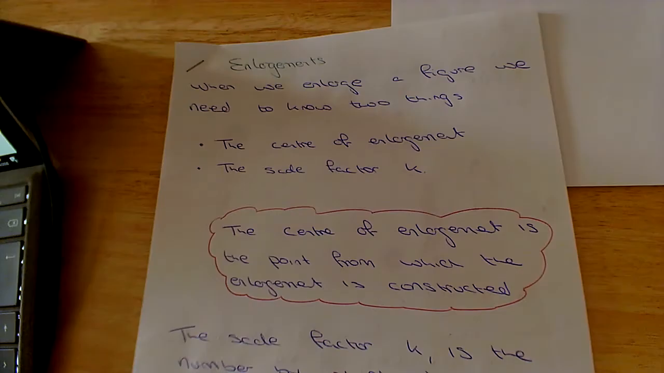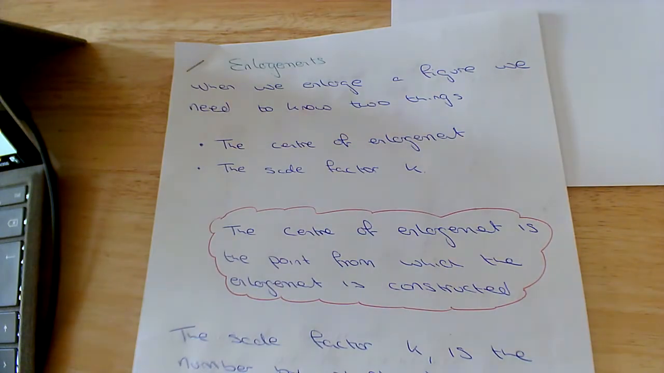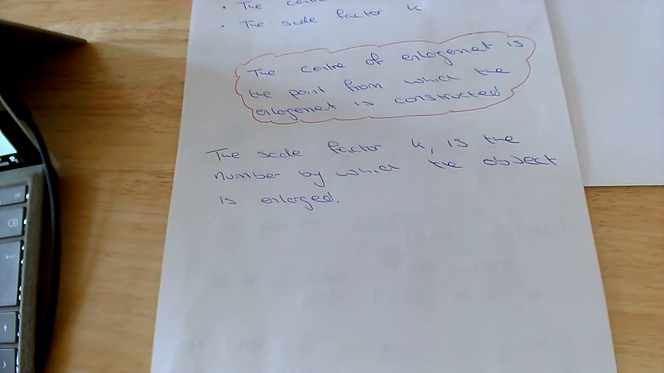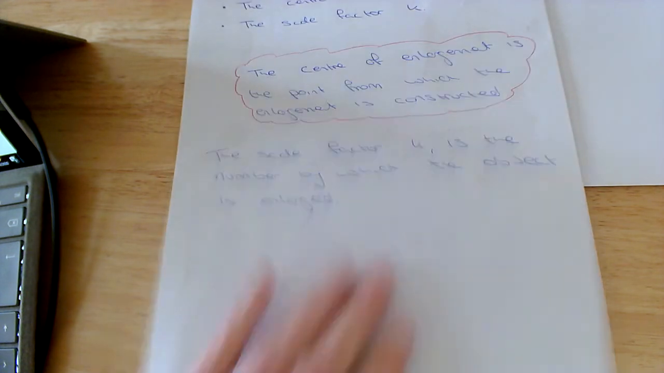Okay, so here we have enlargements. When we enlarge a figure, we need to know two things: the centre of enlargement and also the scale factor k. The centre of enlargement is the point from where the enlargement is constructed, and the scale factor k is the number by which the object is enlarged. So here I have a few different examples.